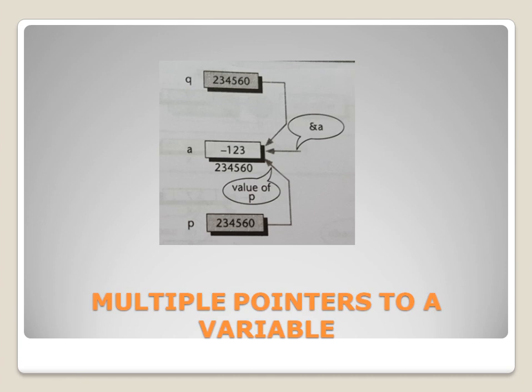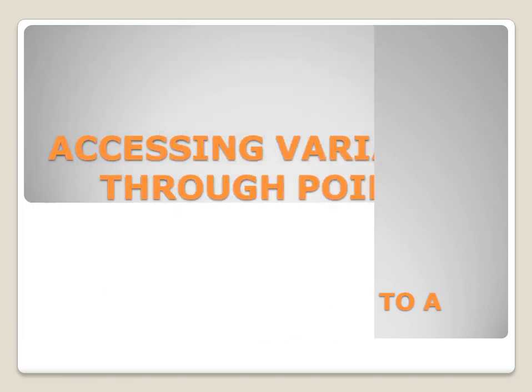The location is 234560, and the value is minus 123. So if you see the variable p and q, both these are the pointers. So both these pointer variables are storing the location of a. So I can say that p is also referring to a, q is also referring to a, and if you write ampersand of a, that itself will print 234560, that is the address of the integer variable a.